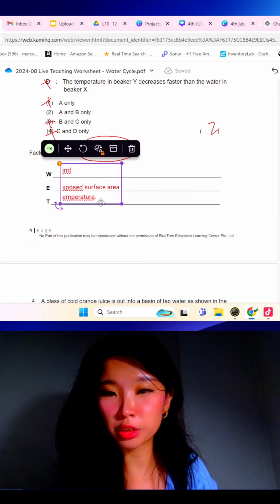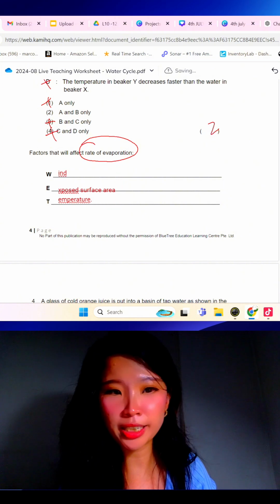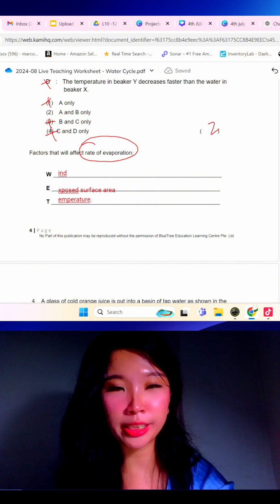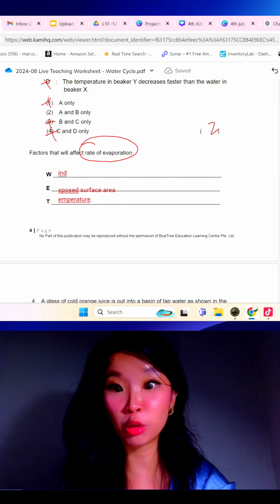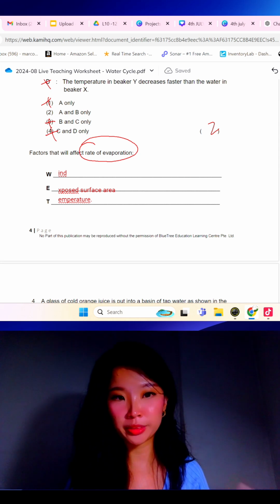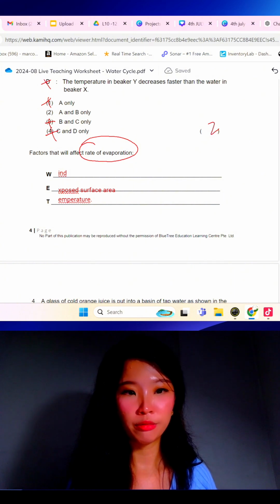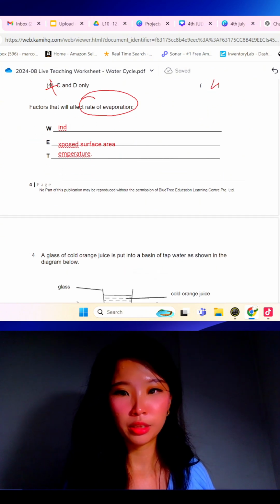Okay, so temperature. Oh, sorry, my handwriting. Humidity. Humidity is not tested in primary school syllabus. Take note of that. Okay, humidity is not tested in primary school syllabus. Very good.